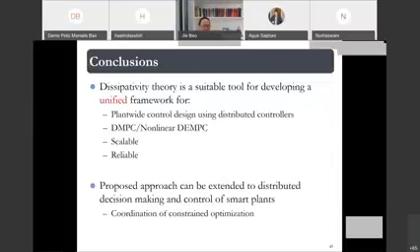Let me go to the conclusions. We found that dissipativity theory is a suitable tool for developing a unified framework for plant-wide control design using distributed controllers, distributed model predictive control, and nonlinear distributed economic model predictive control. They are relatively scalable, and because we can have autonomous controllers, that often leads to more reliable solutions. And the proposed approach can be extended to distributed decision making and the control of smart plants.